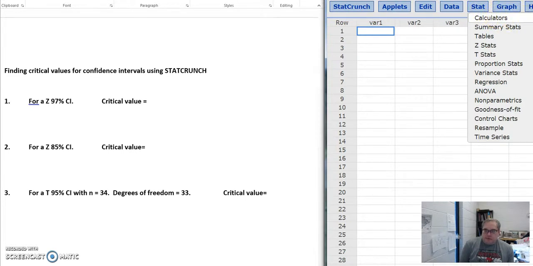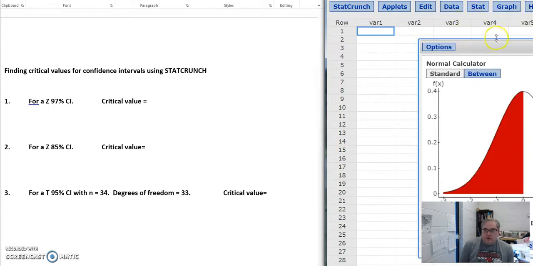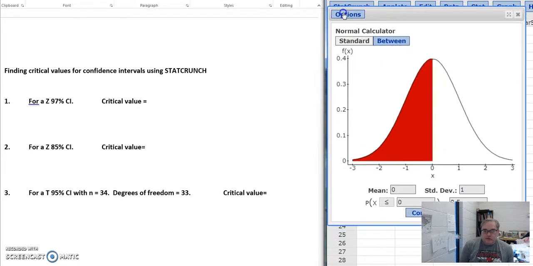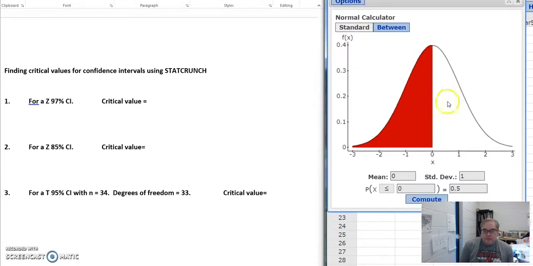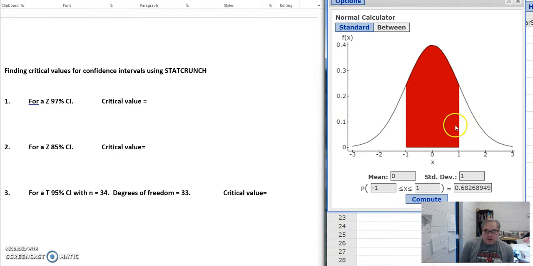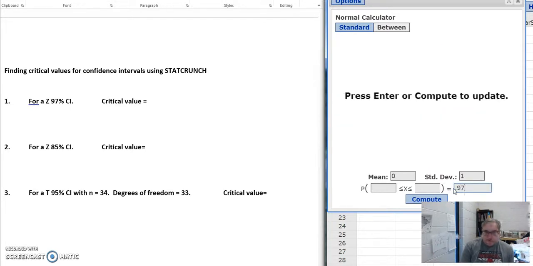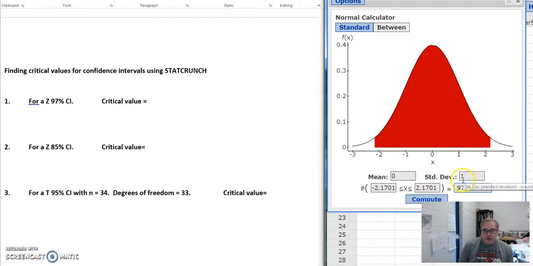I can't see it on my screen right now, but I'm going down to normal. Pull this over so we can see it a little bit better. And I'm going to leave this as 0, 1. And all I want is to go between. And I want the area in red centered on this to be 97%. So 0.97. So right now I have 97% in here.